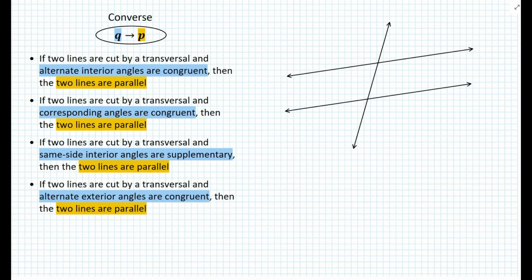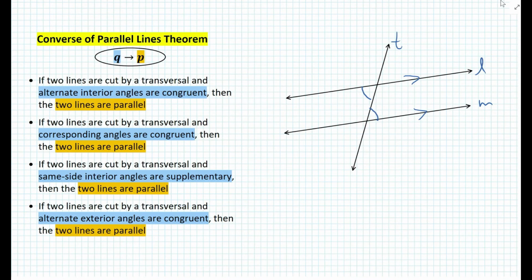Let's say we have two lines here. We don't know if they're parallel or not, but we know that the alternate interior angles here, for example, these two angles, are congruent. The question is, let's call these lines L and M and the transversal T, is it true that lines L and M are parallel? Well, the answer is yes, it must be true as well.